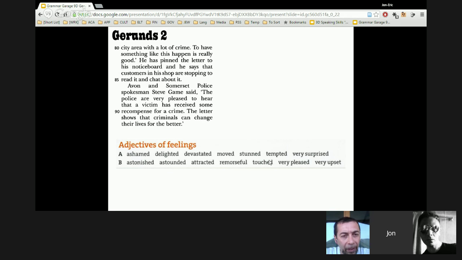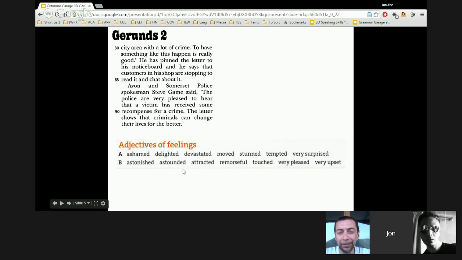Avon and Somerset police spokesman Steve Games said, "The police are very pleased to hear that a victim has received some recompense for a crime. The letter shows that criminals can change their lives for the better."